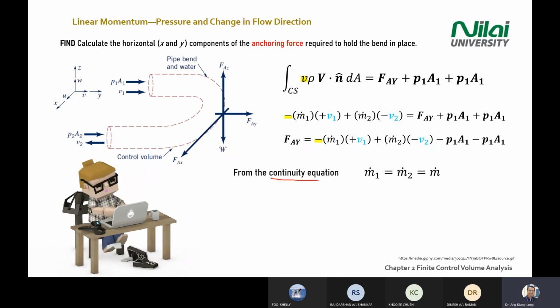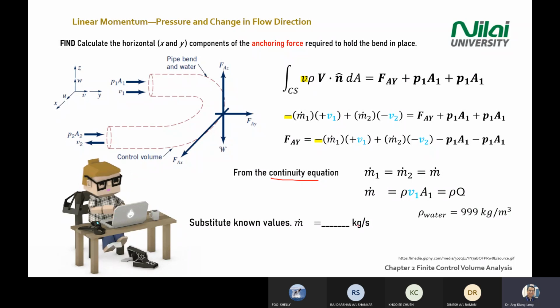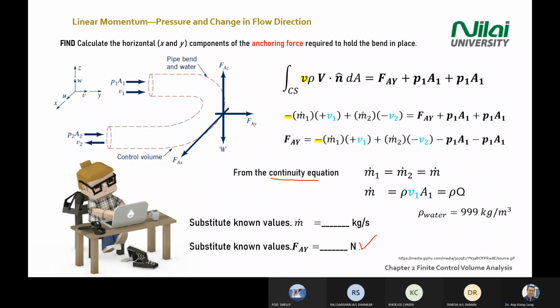Just to recap how to calculate the m dot: m dot is rho AV. You have the rho, the area, and the velocity, so you are able to find the m dot. I'm not going to give you the answer, but you should know the way to find it, by substituting all the values. Put the answer in kilograms per second for m dot. Substitute all the values in and you manage to find your FAy in Newtons. You need to find this out yourself.